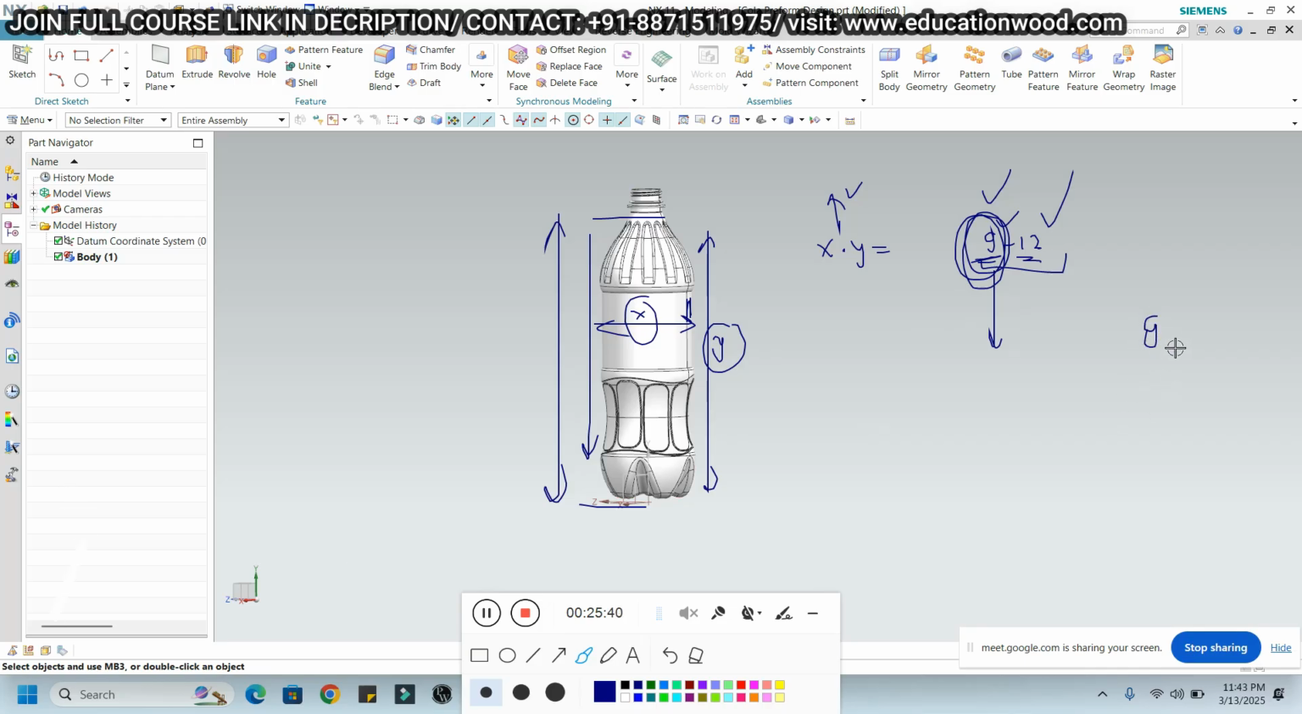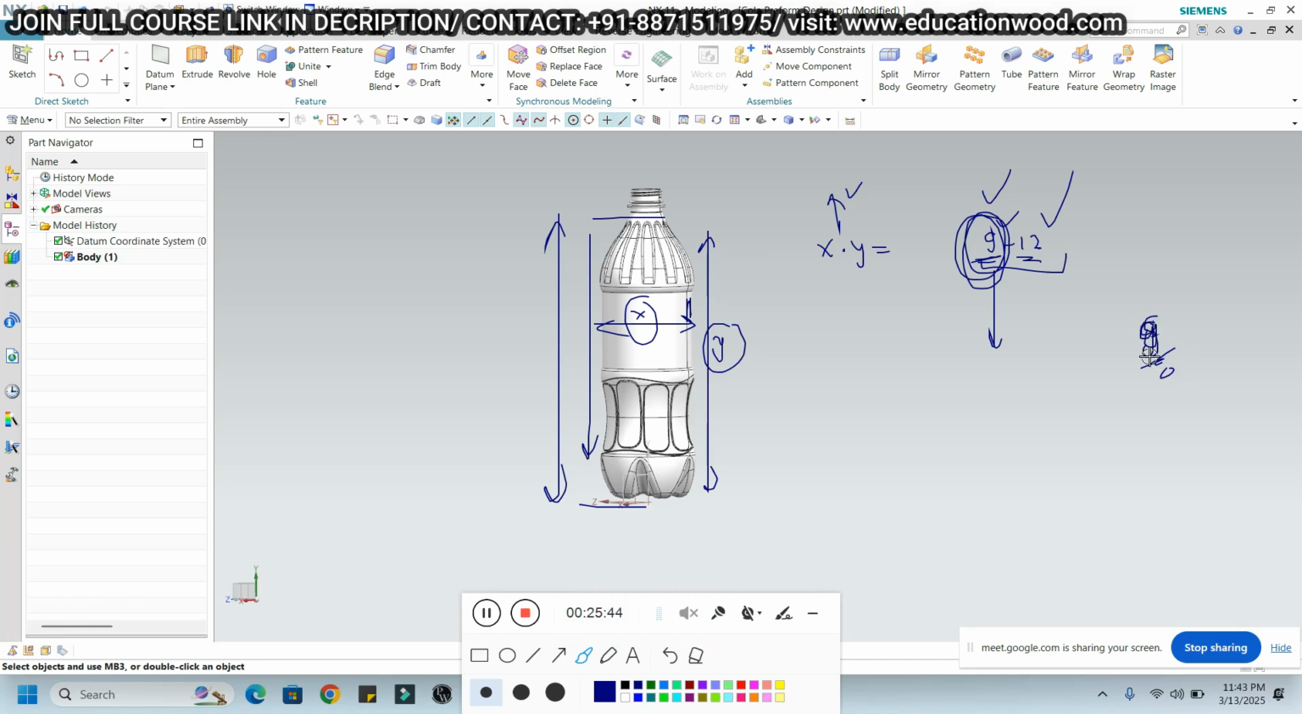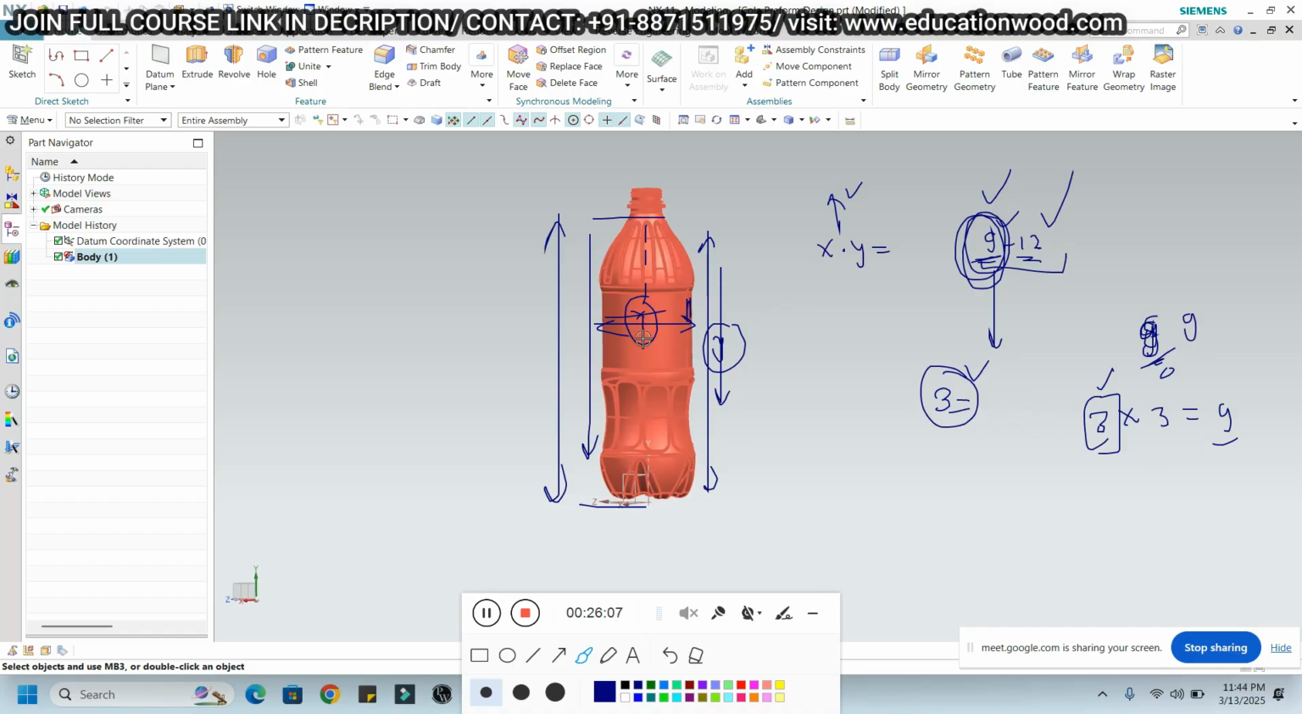If I divide by 9, sorry, if it is the 9, it will be 3 multiplied by 3, right? That's why it will become 9. So we can consider the 3 in x direction and 3 in y direction. Understood? Yes, sir. So 3 is the value which I will consider to find out the value.